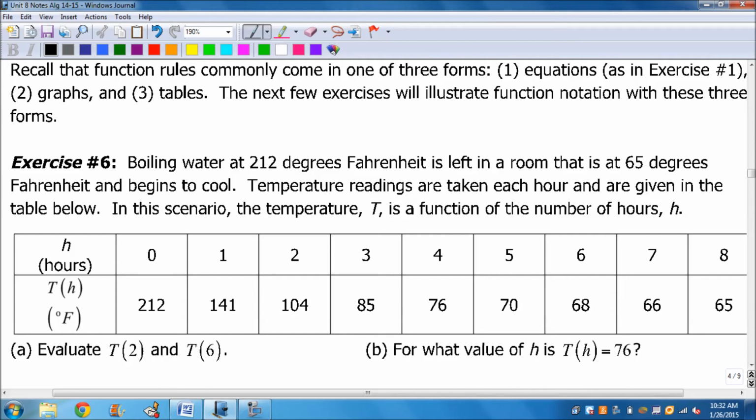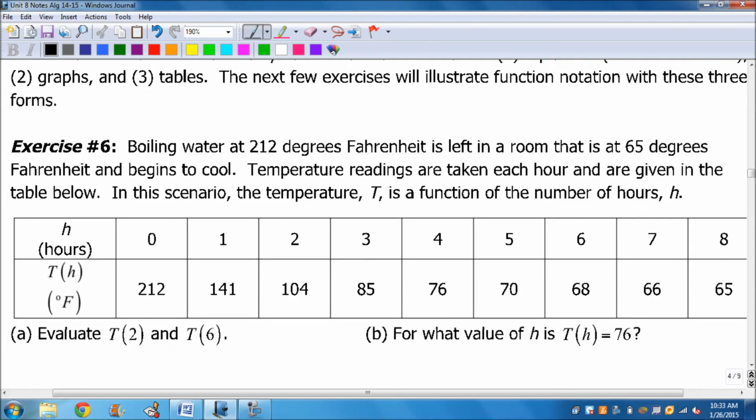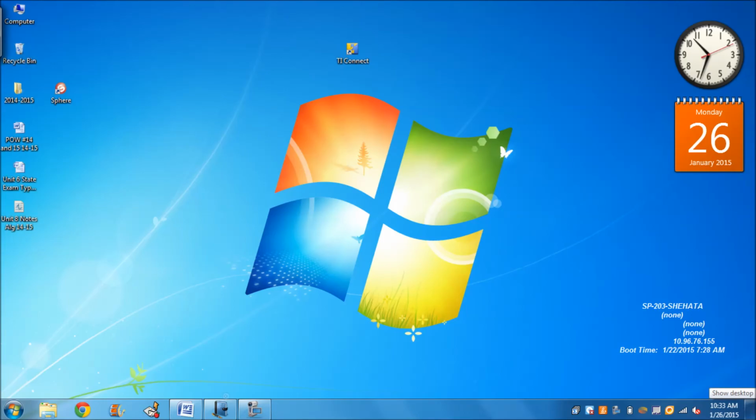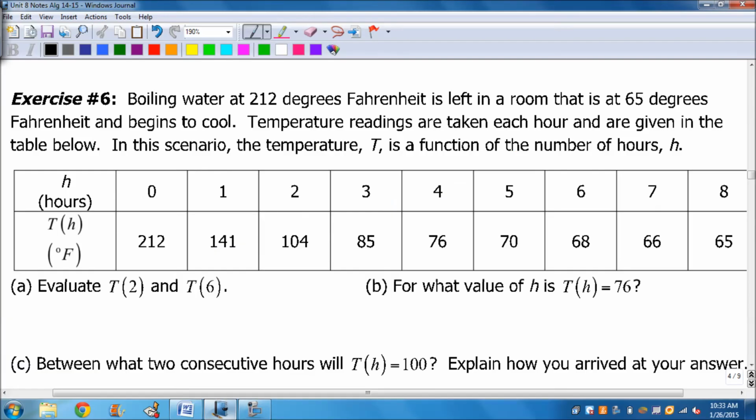So exercise number 6. Boiling water at 212 degrees Fahrenheit is left in a room that is at 65 degrees Fahrenheit and begins to cool. Temperature readings are taken each hour and are given in the table below. In this scenario, the temperature T is a function of the number of hours H. So if T is a function of the number of hours H, then H right here is your input and T right here is your output.